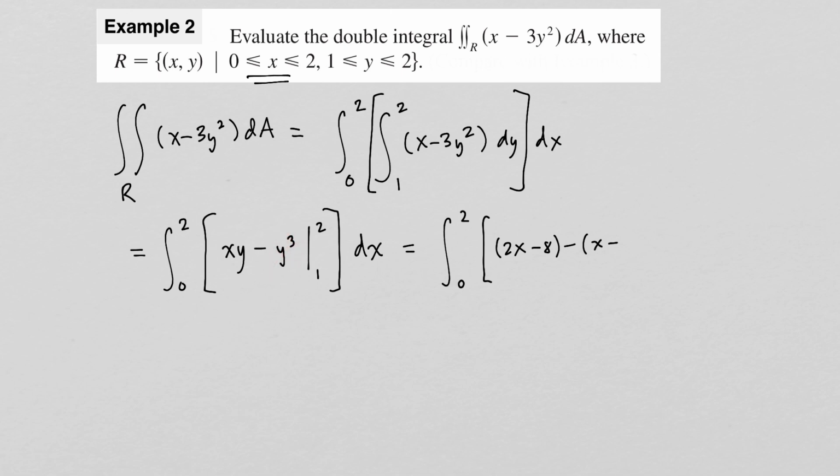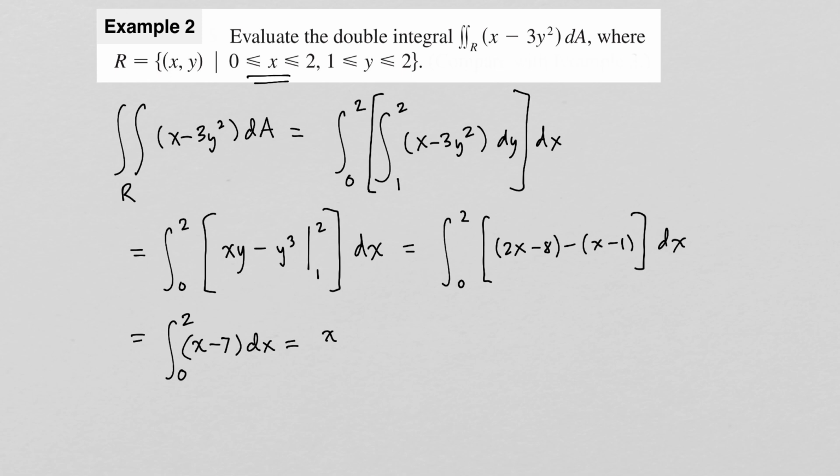And when y equals 1 here, we get 1 cubed, which is 1. Now, once you do that, the y variable should be completely gone, and you can see that it is. So now let's just simplify this. 2x minus x is x, and negative 8 plus 1 is negative 7. So this is the integral from 0 to 2 of x minus 7 dx.